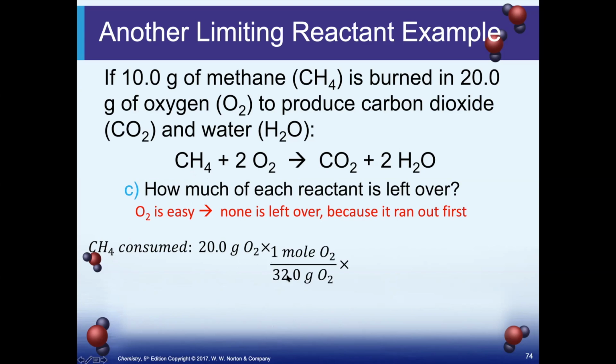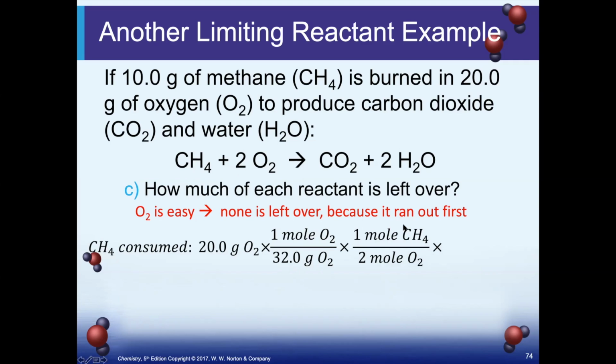So all of the oxygen, which was 20 grams, was used up. How many moles of oxygen is that? Again, I use the molar mass of oxygen to figure that out. So 20 grams of oxygen times 1 mole of oxygen over 32 grams of oxygen. Grams of oxygen over grams of oxygen cancel, so now I have moles of oxygen. If you think about your stoichiometry roadmap, the next thing I'm going to do is relate the moles of oxygen to the moles of methane based on the balanced chemical reaction. It's a 2-to-1 ratio: 1 mole of methane is consumed for every 2 moles of oxygen consumed. Moles of oxygen over moles of oxygen cancel, so right now my units are moles of methane.